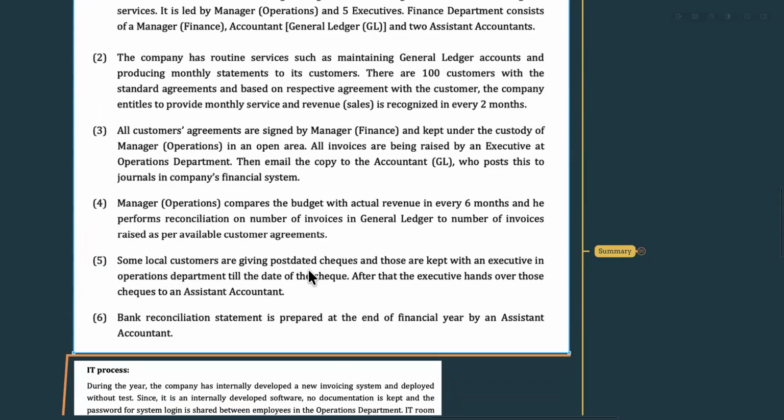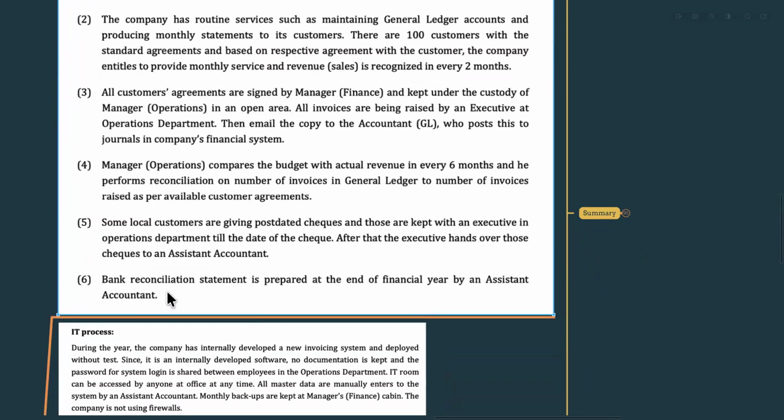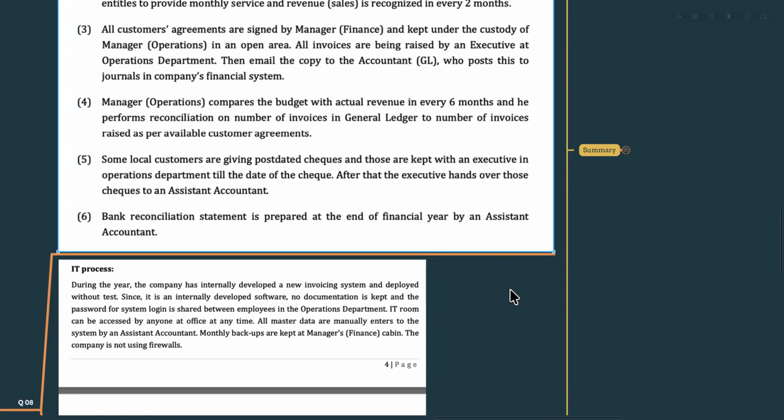And let's say some local customers are giving post-dated checks, and those are kept with an executive in the operation department till the date of the check. That's also a problem. Why is the finance department not keeping them? Keeping the checks is not the operation department's job, no? As well as these are post-dated checks, there's no check register of from whom we have received them and what the actual date is. There's nothing. After that, the executive hands over those checks to the assistant accountant. Now, again, the bank reconciliation statement is prepared at the end of the financial year. Bank reconciliation should be prepared every month, not at the end of the financial year.